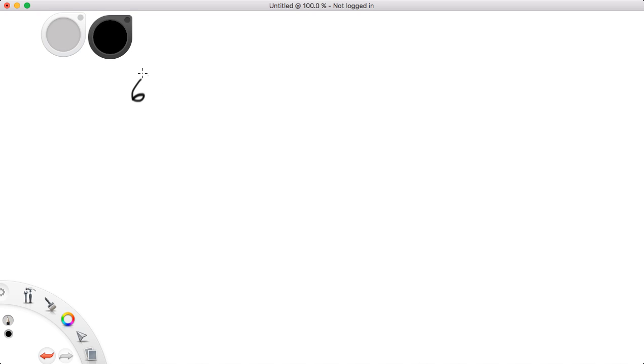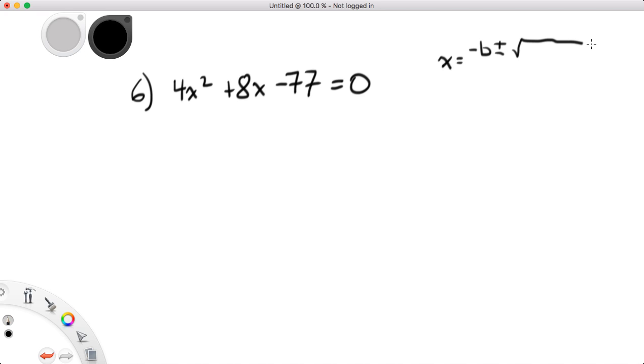Okay, so first we're going to start with number 6. And number 6 says that 4x squared plus 8x minus 77 is equal to 0. And it says that you need to solve the equation with the quadratic formula. Okay, the quadratic formula states that x is equal to negative b plus or minus the square root of b squared minus 4ac all over 2a.